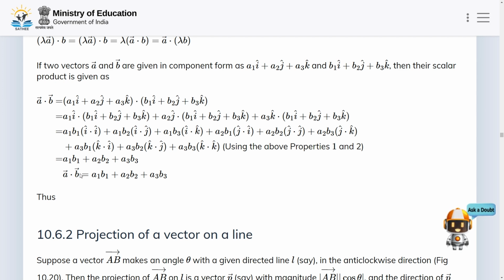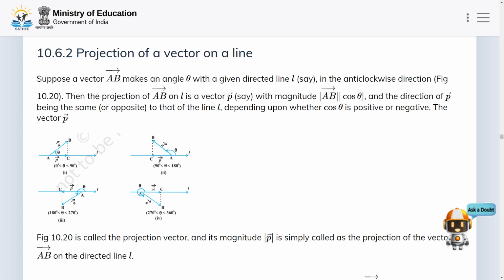Okay, so if you are having two non-zero vectors, then their dot product is defined like this: just multiply your x component to the corresponding x component of the other vector, the y component to the y component, and z component to the z component, and add them. You will get your dot product. This is what is already written over here. Okay, I hope it is clear.